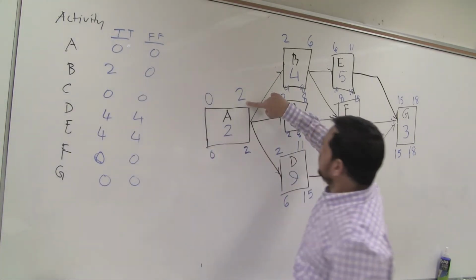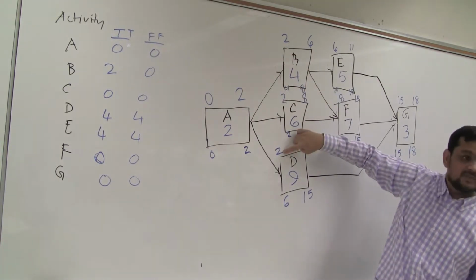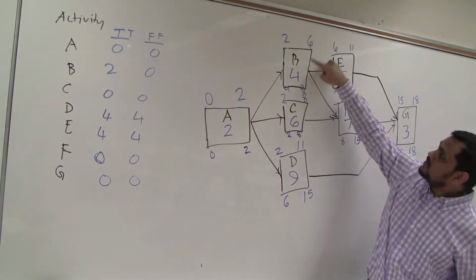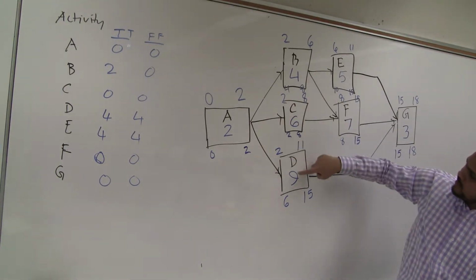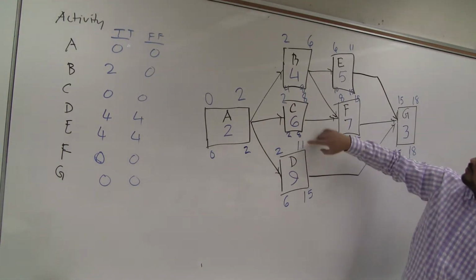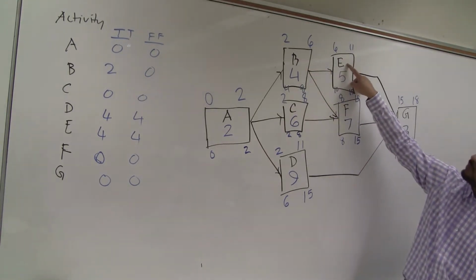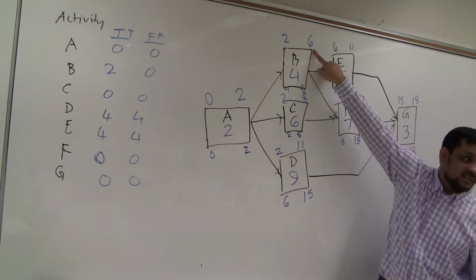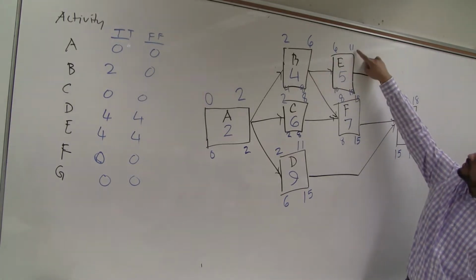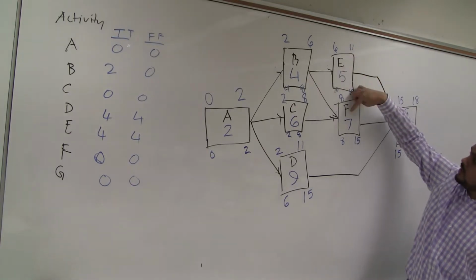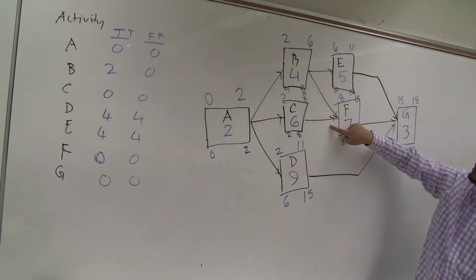Then if it finished after 2, everybody will start after 2. So 2 plus 4, 6. 2 plus 6, 8. 2 plus 9, 11. Now, when I go this way, finishing after 6, start after 6. Takes 5 days, finishing 11. Done.